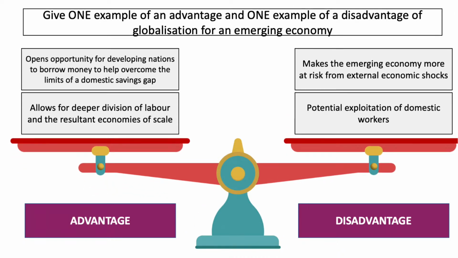So very, very similar to what we've had from a couple of people there. It makes the emerging economy more at risk from external economic shocks. Let's really apply that to emerging economies. First of all, they might not have the stability to be able to cope with that because they might not have the reserves. They might not be able to get the credit to deal with that. They also might be in industries that are already very vulnerable to shocks. For example, they might be in mining industries.